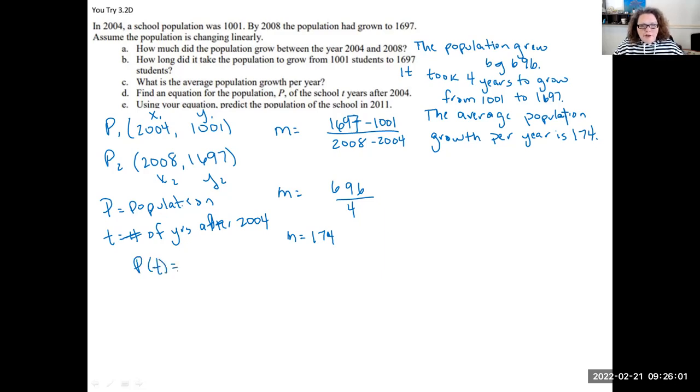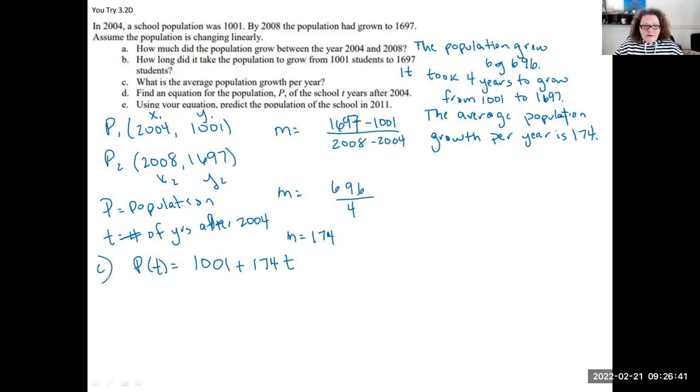We need an initial value. Well, they're saying T is the number of years after 2004. So what was the population in 2004? That's our initial or starting value. And it was 1001. Is the population increasing or decreasing? The population is increasing by how much? 174 per year. Okay, that's per year after 2004. We now have a function, so that is our C.